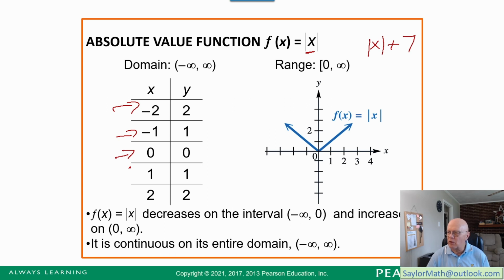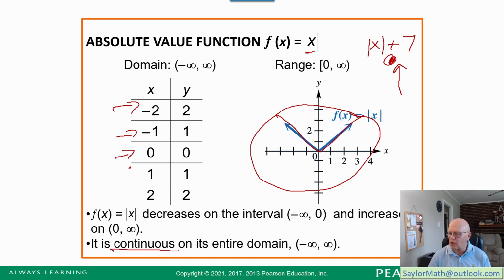If you saw the square root of x plus 7, if you know what this looks like, you can make a subtle adjustment and find out what this looks like. There's you looking at the new one. Again, it decreases here, increases there. It's continuous everywhere because you can draw it without lifting your pen.